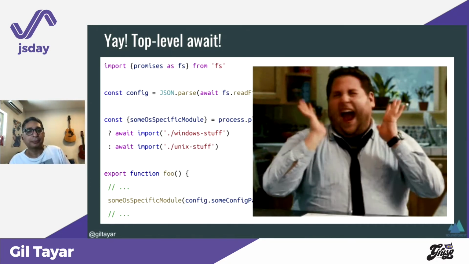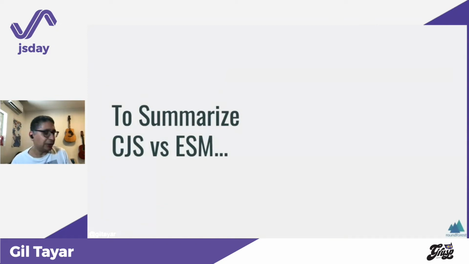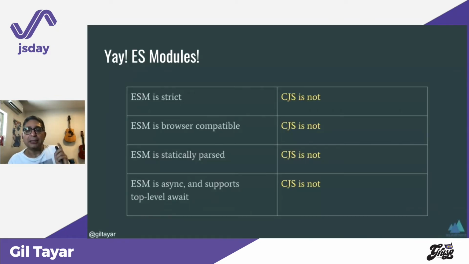This is great stuff. To summarize, CJS versus ESM. ESM is strict, CJS is not. ESM is browser compatible, and this is crazy important. CJS is not. ESM is statically parsed. CJS is not. ESM is async and supports top-level await, and CJS is not. For me, the two biggest things is ESM is browser compatible, and ESM is async and supports top-level await. These are the two yays of ES modules.